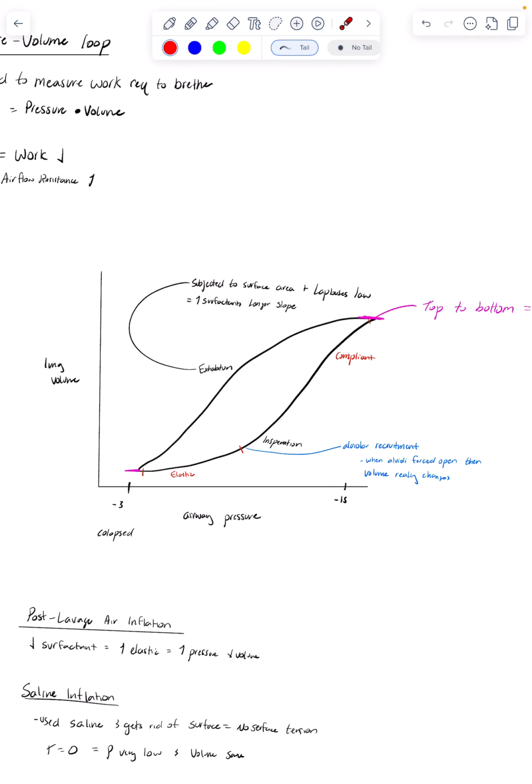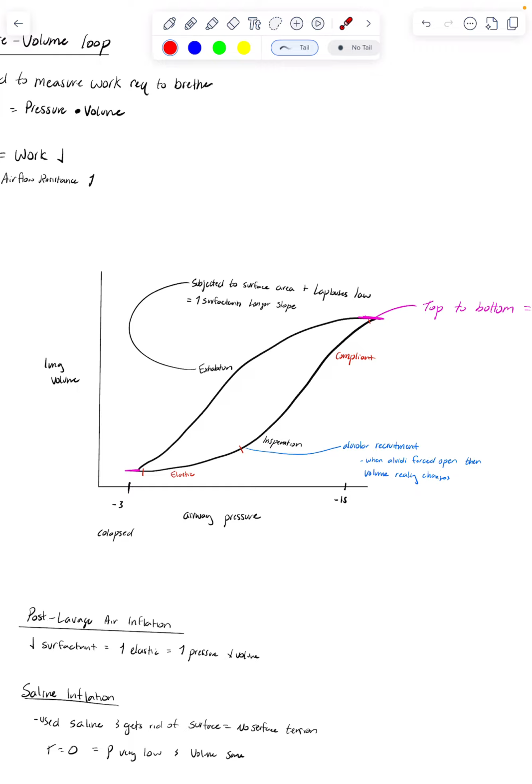So this thing measures pressure or measures work, and we can kind of assume how much work it would take if we manipulate different variables, which I think is quite interesting.